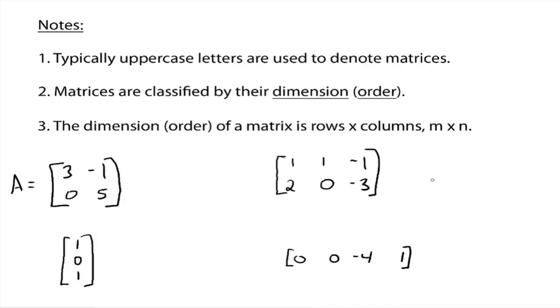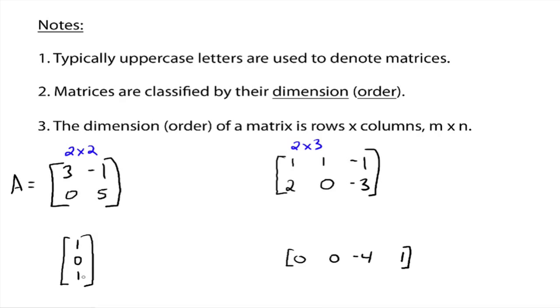They're classified by their dimension or order. Those words will be interchangeable. So the dimension or the order of a matrix is the number of rows by the number of columns, the m by n thing. So right up here, this first one, matrix A, its dimension would be a 2 by 2, because you have 2 rows and 2 columns. Whereas this one over here would be a 2 by 3: 2 rows and 3 columns. And remember, it's always rows by columns.